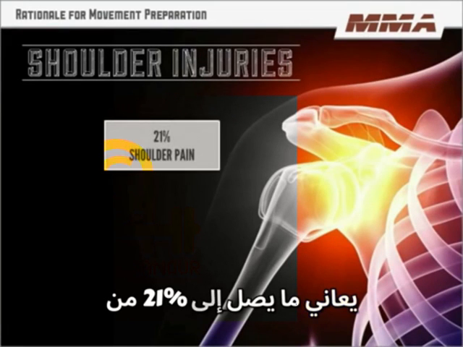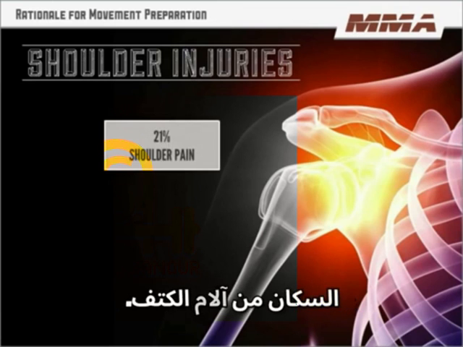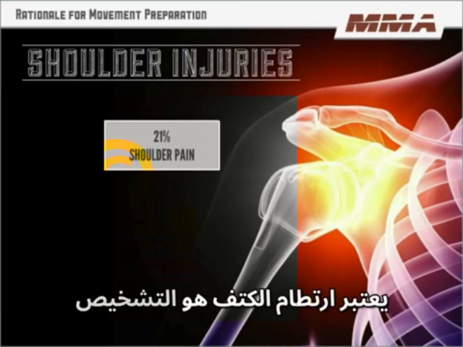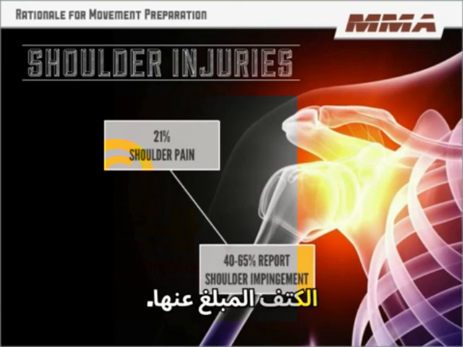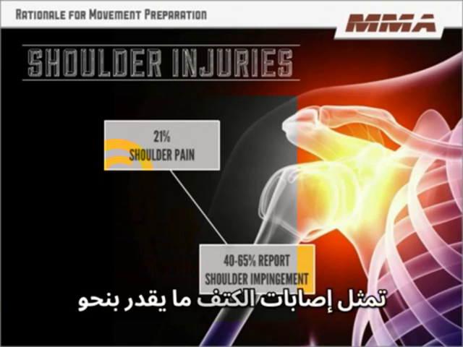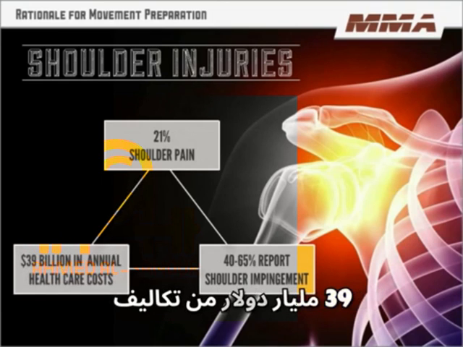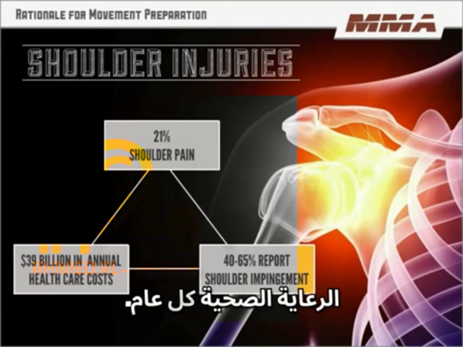Up to 21% of the population reports shoulder pain. Shoulder impingement is the most prevalent diagnosis, accounting for 40 to 65% of reported shoulder pain. Shoulder injuries represent an estimated $39 billion in healthcare costs each year.